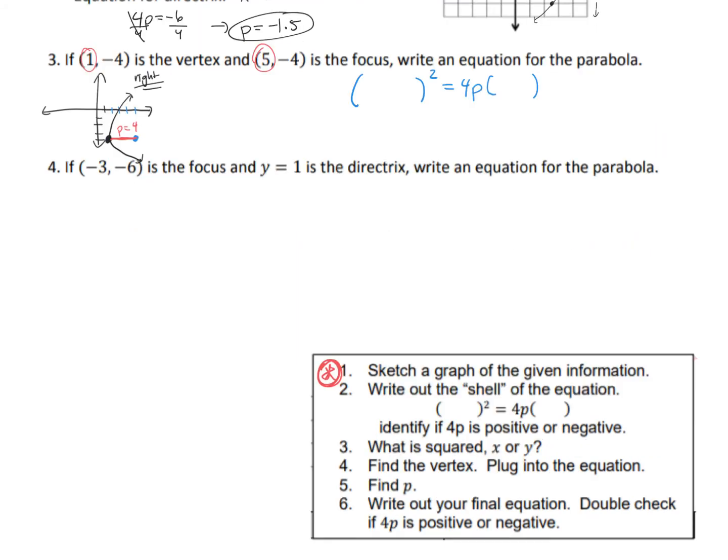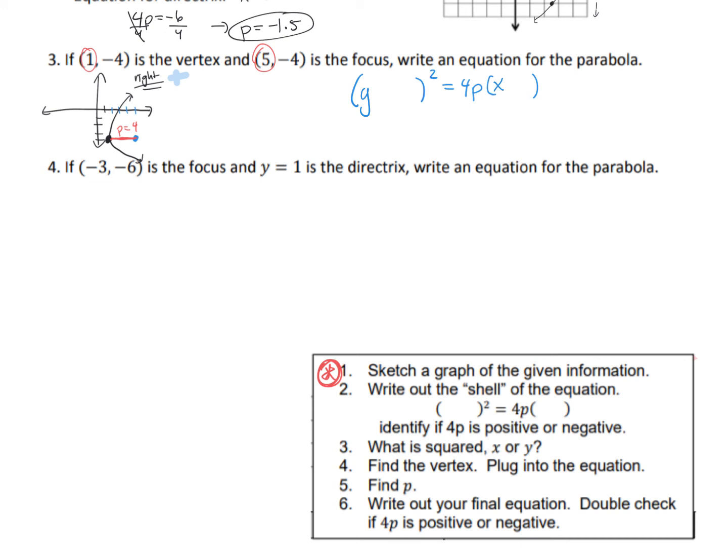Okay, so now that I have that information, I'm just going to move on to step 2. Like I said, it says to write out the shell of the equation, which I did. Identify if 4p is positive or negative. Well, it's going to be positive because we said it's opening to the right. Then it says, what is squared, the x or the y? Again, it's opening to the right, which means I know that the y is going to be squared. So I'm going to put a y there. I'm going to put an x there in the equation, and I'm going to move on to step 4.